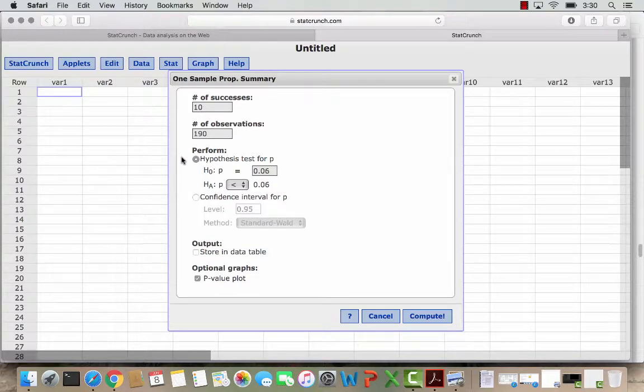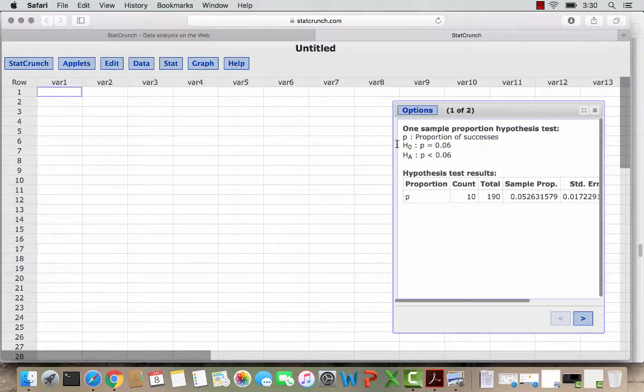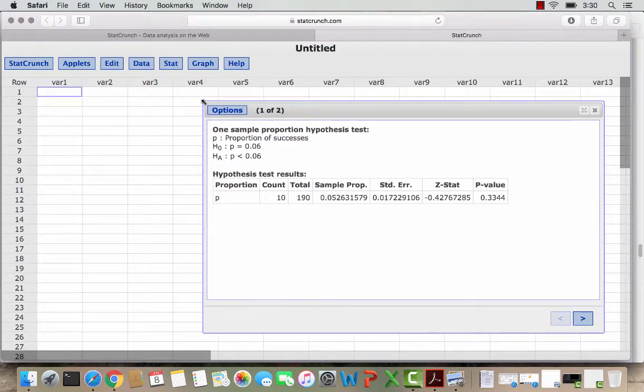Make sure the hypothesis test bubble is checked. If you wanted to do a confidence interval or check those confidence interval calculations we did back in the earlier question, you could check this bubble here and run it with your confidence interval numbers. So in general, with the one prop summary, the number of successes, you can think about that as the numerator of your fraction, and the number of observations is the denominator. And let's check out our results.